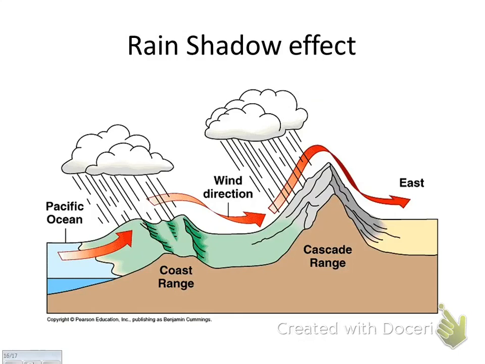Mountains, these create the rain shadow effect. You can see the picture here. So see how the wind doesn't carry the rain over the mountain? So over on the east side of the United States, it's dry. Like the deserts, absolutely the deserts.